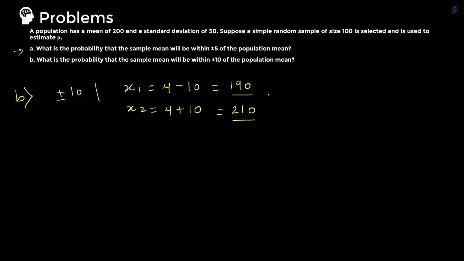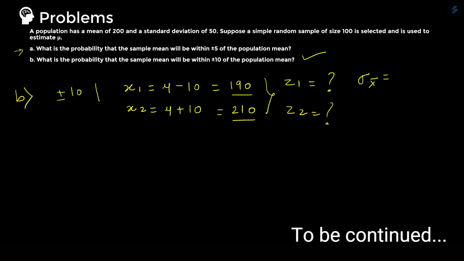I have given you everything required. It is your responsibility now to solve this question, and let me know in the comments what will be the answer of both of these probabilities, or both of these z-scores. We will calculate z1 and z2 accordingly, and we will also calculate sigma x bar, that is the standard deviation of the sample mean, or standard error. Moving on.